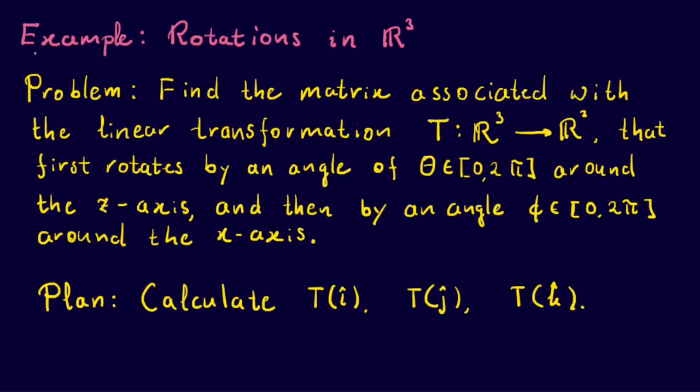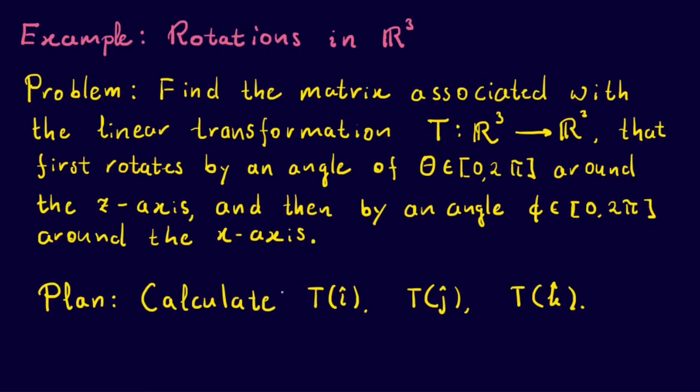All right. In this video, we're going to take a look at a little example where we find the matrix corresponding to a certain rotation in R3. So in detail, the problem that we pose ourselves is to find the matrix associated with the linear transformation that we call T, and it will take vectors in R3 to vectors in R3, and it will first rotate by an angle of theta around the z-axis, and then after that rotate by an angle of phi around the x-axis.